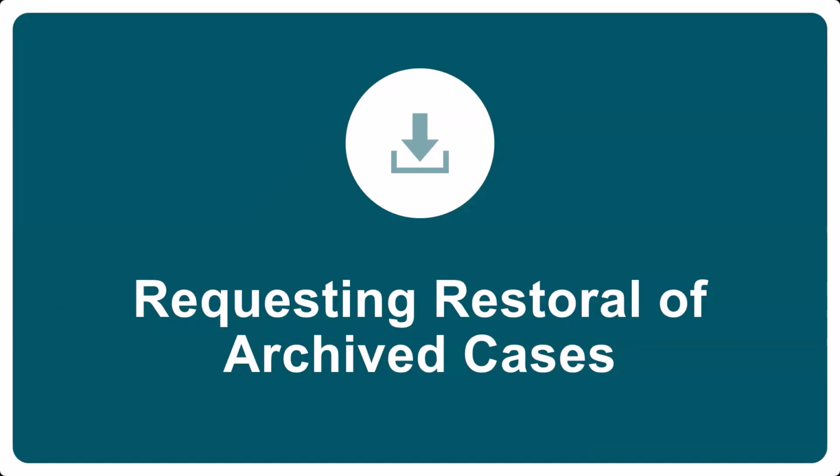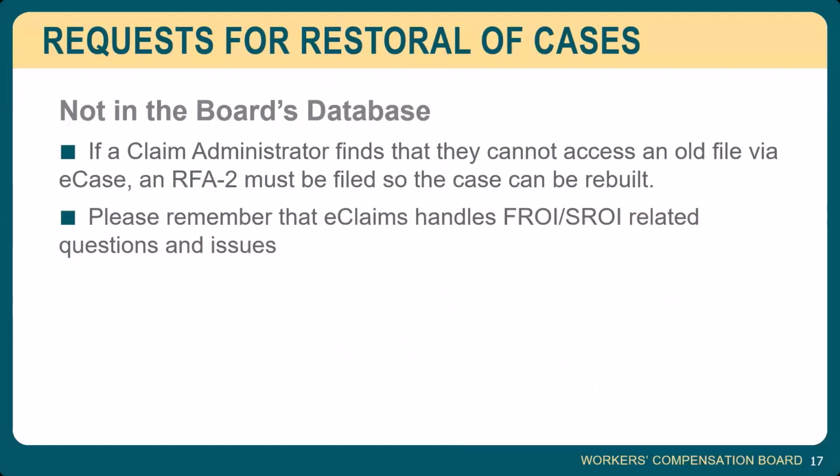Next, we just wanted to talk about requesting restoral of old archived, or some people may know them as paper, cases. The eClaims work group has been getting an increasing number of requests. And we just wanted to issue a reminder that if a claim administrator finds they can't access an old file via eCase, you'll want to file an RFA-2 with the board's claims unit and request that that case be rebuilt if you need that case.